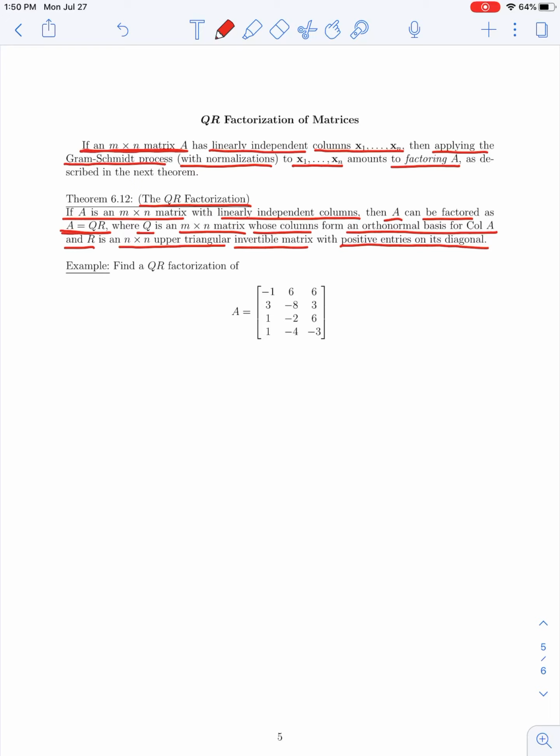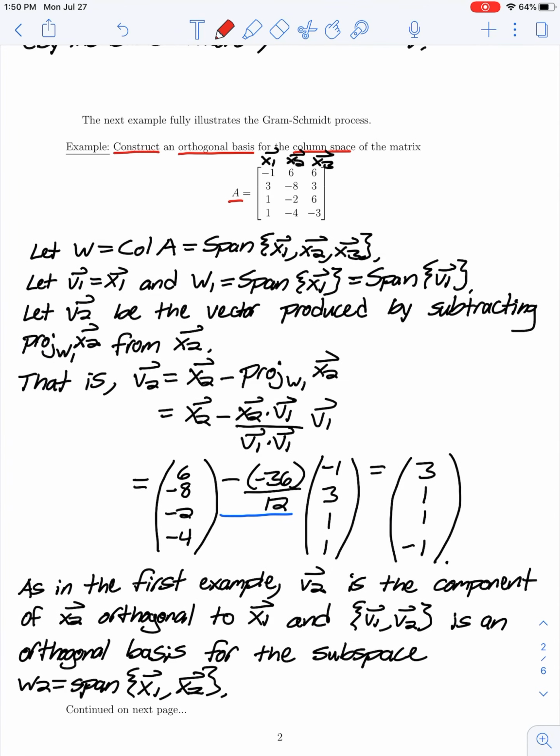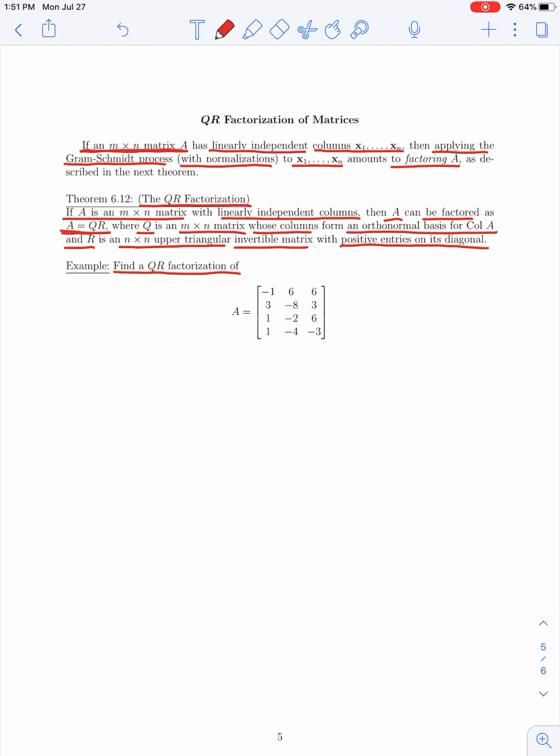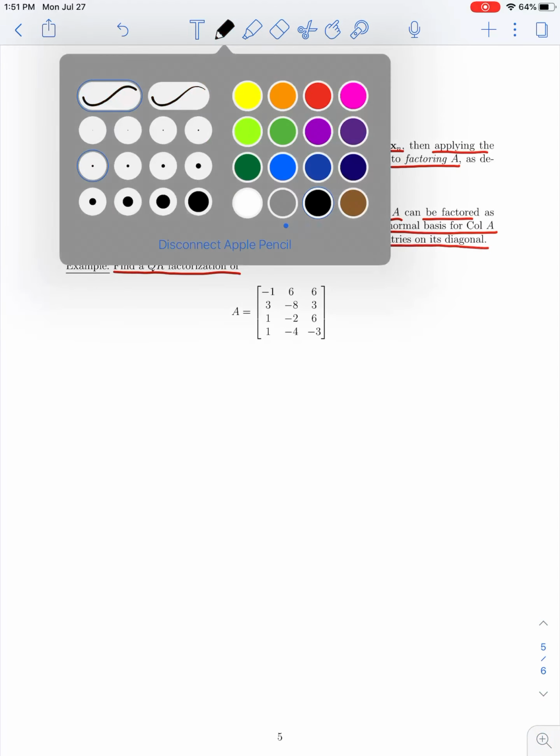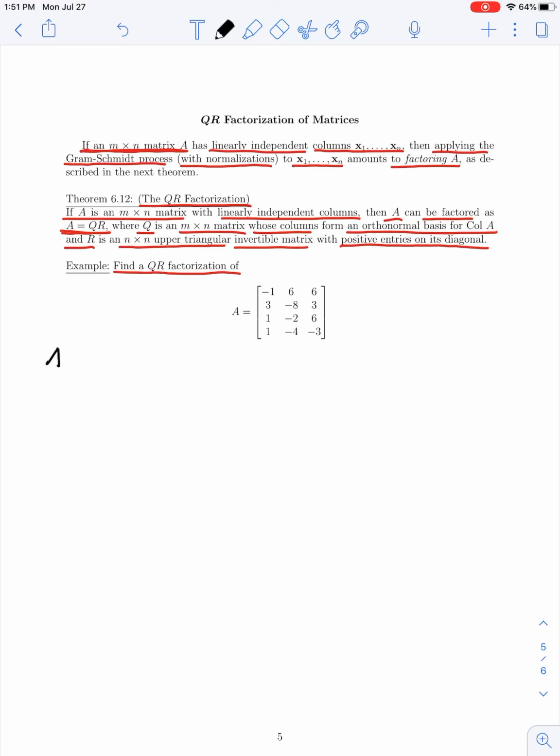To illustrate this, let's consider the following problem. We're asked to find a QR factorization for the following matrix A, and notice that this matrix is the exact same matrix that we were considering in our previous example, this 4 by 3 matrix whose columns are linearly independent. We found in our previous example an orthogonal basis for the column space of A, which is the space spanned by the vectors that we found, v1, v2, and v3, from what we were calling our columns x1, x2, and x3.